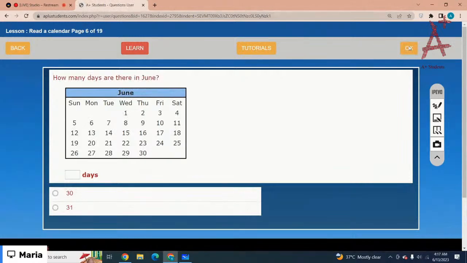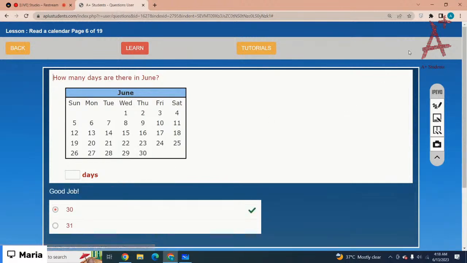How many days are there in June? So which is the correct option? 31 days. That means June has, you can see June starts from 1 and the last day would be 30. So June has 30 days. Got it?